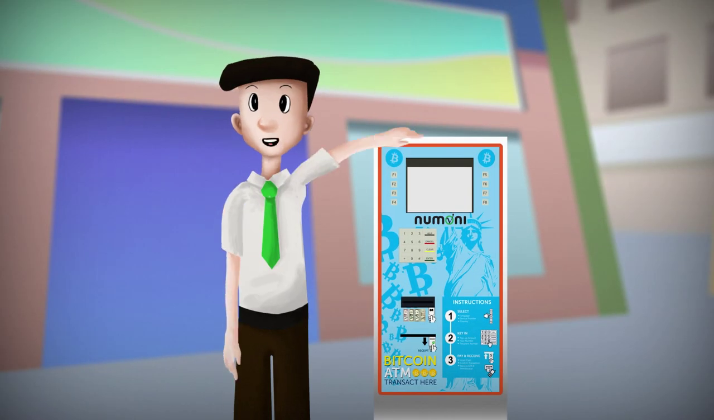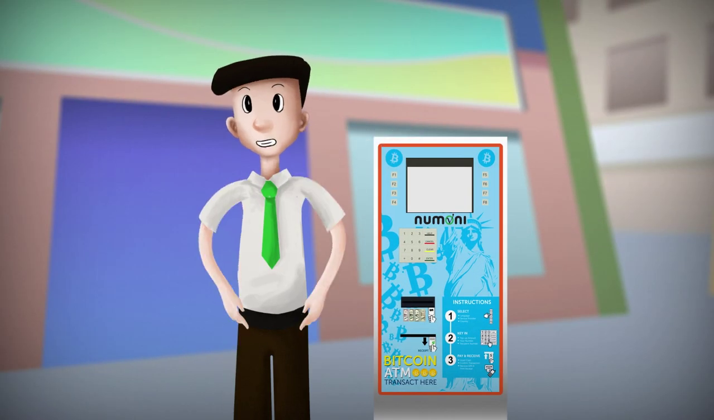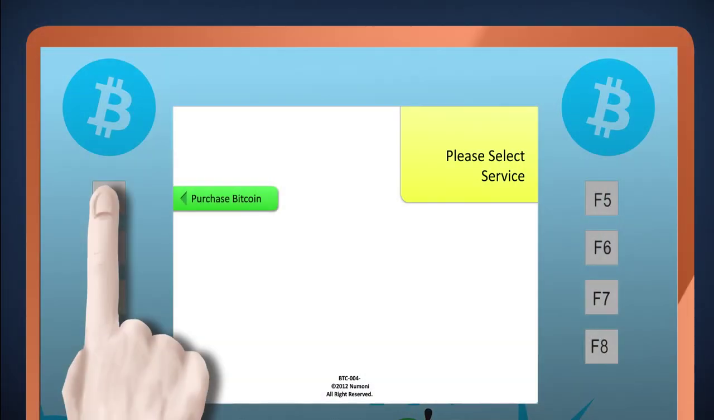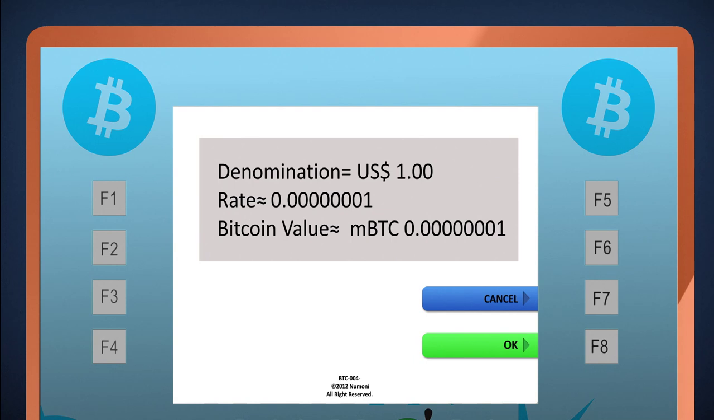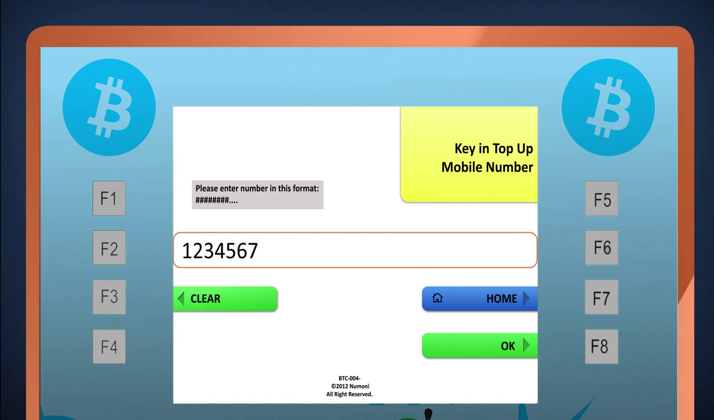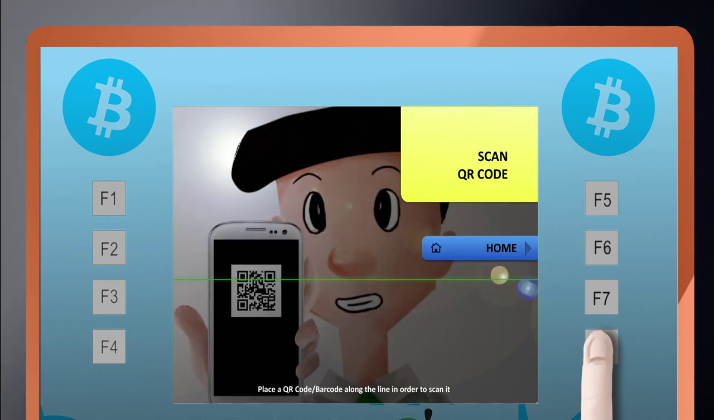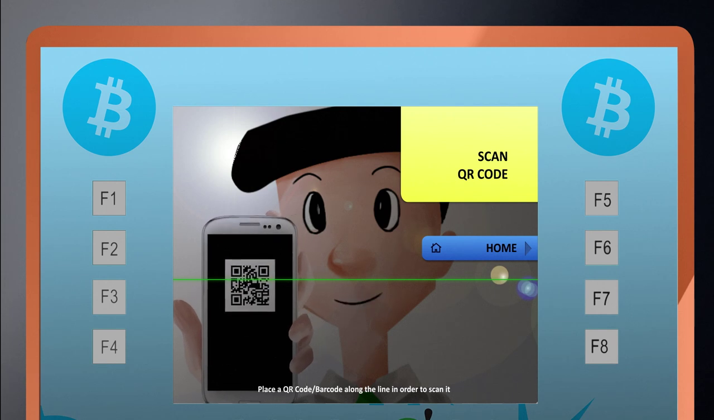So here's a NewGen B2. It's an easy-to-use machine. I select Bitcoin Purchase. Numoni shows me how much Bitcoin sells for today at the most popular Bitcoin exchanges. I key in my mobile number. This is important to get the receipt for the purchase since Bitcoin exchanges sometimes take a little longer to complete the purchase transaction. See how the B2 asks for the QR code?